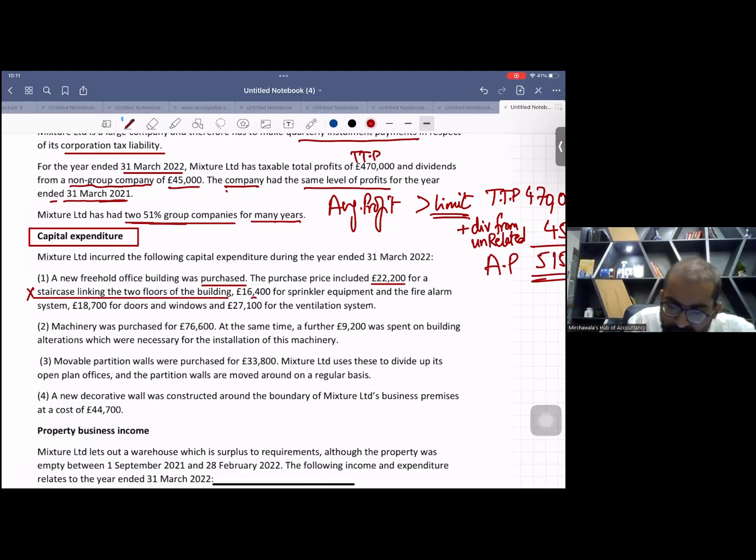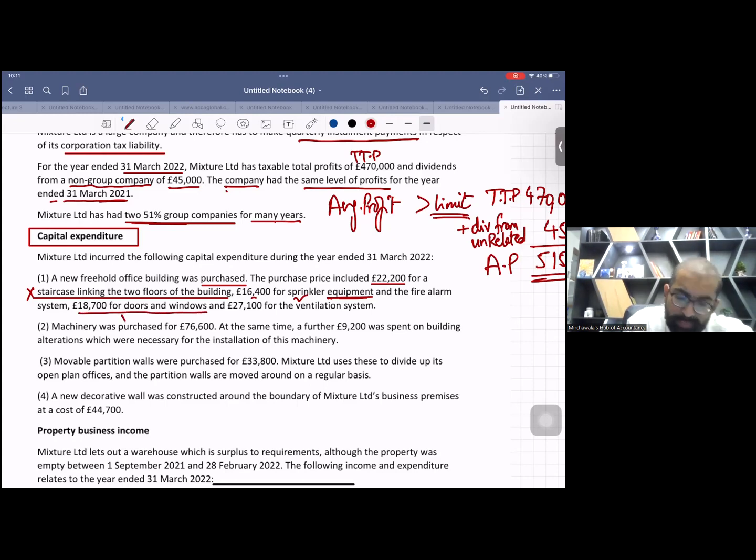16,400 for sprinkler equipment. See the word equipment. Equipment itself is plant and machinery. All equipment is plant and machinery. The firefighting equipment, these are all plant and machinery. Then the fire alarm system. Yes, this is part of plant.